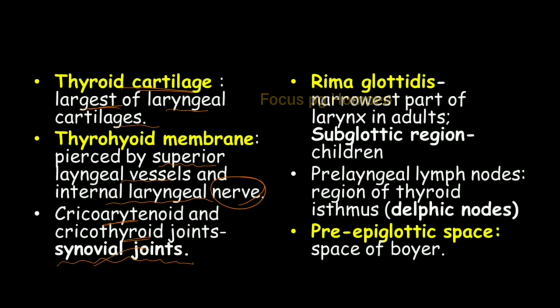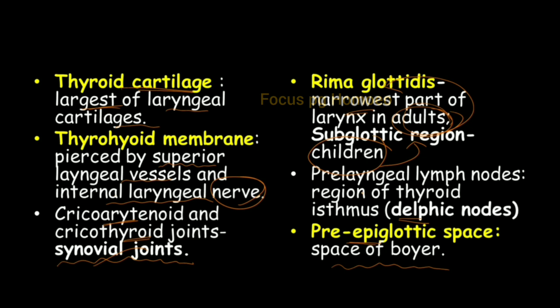Then comes the narrowest part of larynx in adults. So be clear whether the question is about adults or children. If it is adult, then it is rima glottidis, and if it is children, it is the subglottic region. Then come prelaryngeal lymph nodes, in the region of the thyroid isthmus, also called Delphian nodes, and the pre-epiglottic space is also called the space of Boyer.